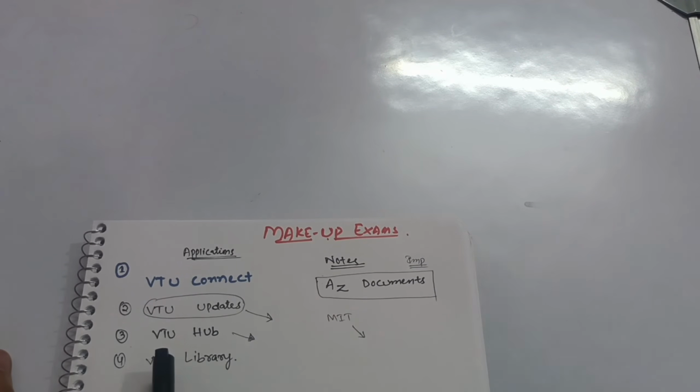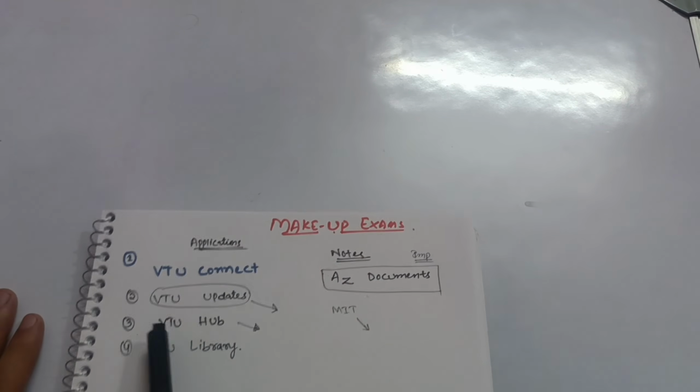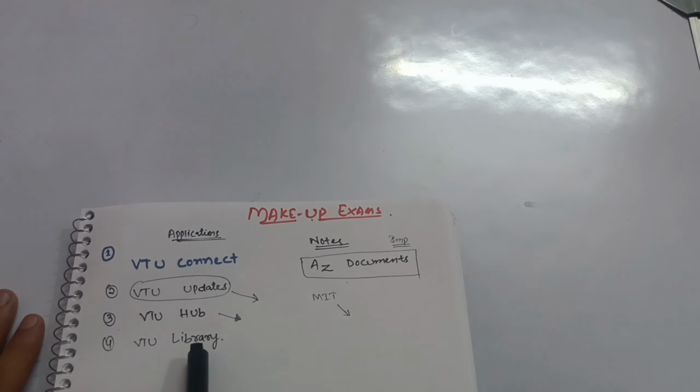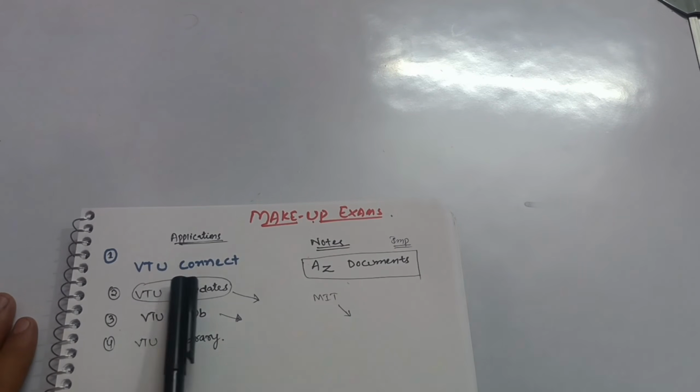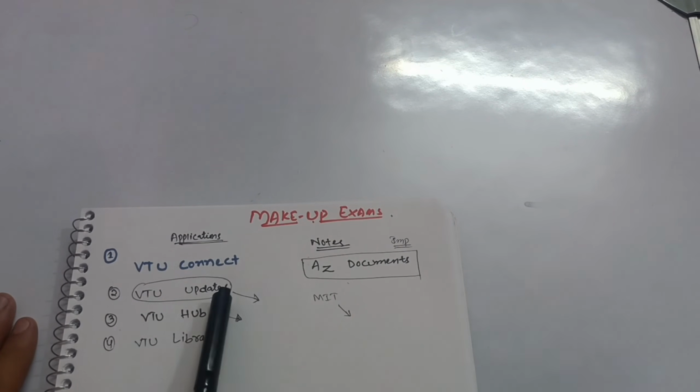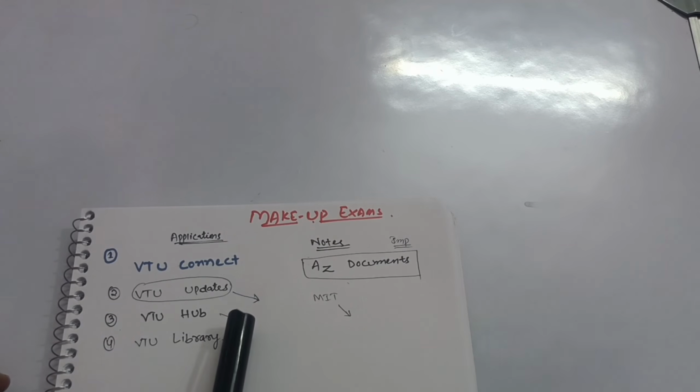Next, if you want some extra notes, you can compare AZ documents and VTU Hub also. These are also notes applications which you should have on your cell phone, that is VTU Hub, right? And also VTU Library, if you want to keep it on your cell phone. So you can keep these four applications on your cell phone. The most important one is VTU Connect, which is the better application, and VTU Updates, so that you can get updates on a daily basis, whatever notifications VTU releases, right?